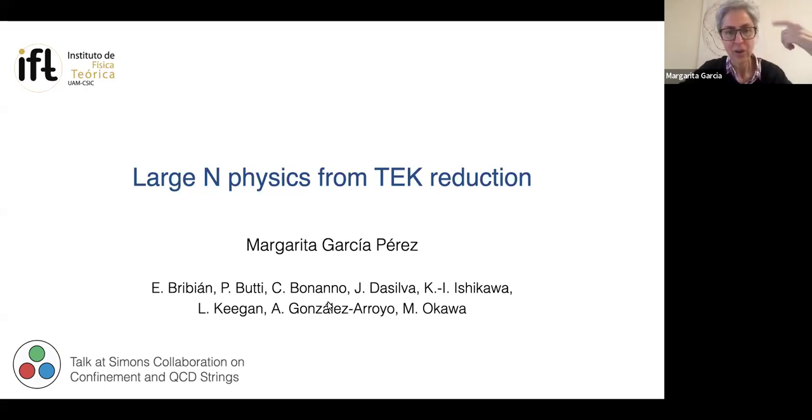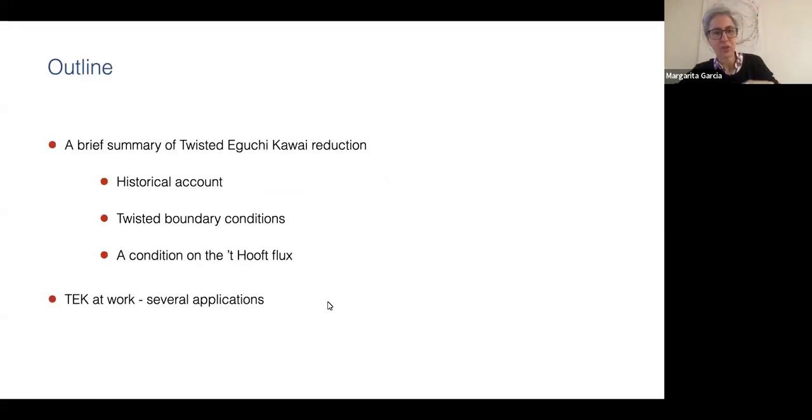So I thought that it would be good to start not directly presenting the results of twisted Eguchi-Kawai, but doing a bit of a review of what's the status of this, when it is working and when not, and the sort of problems that can arise. So I will do a brief historical account of Eguchi-Kawai reduction and twisted Eguchi-Kawai reduction, and then I will present in the second half of the talk the results that we have.